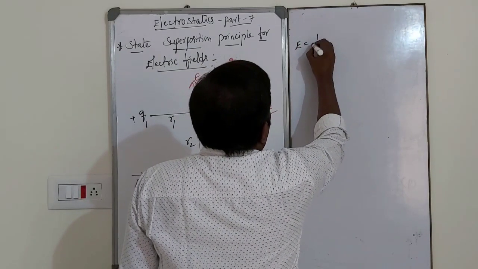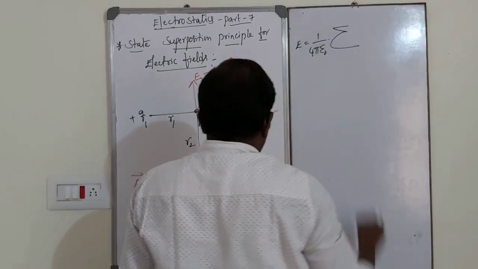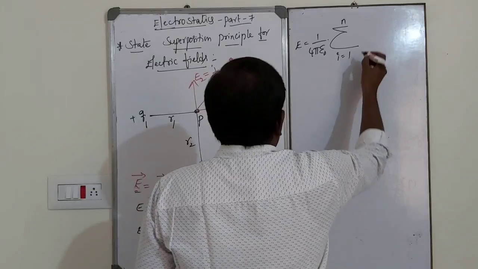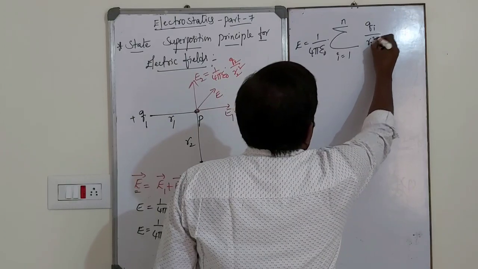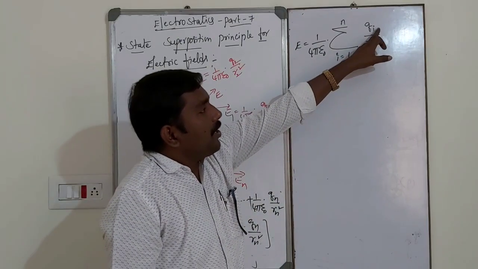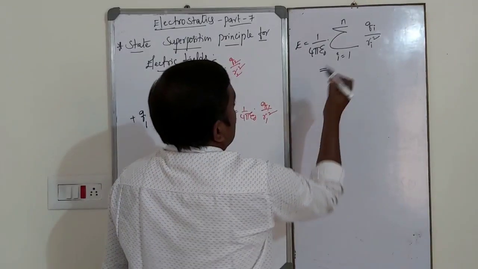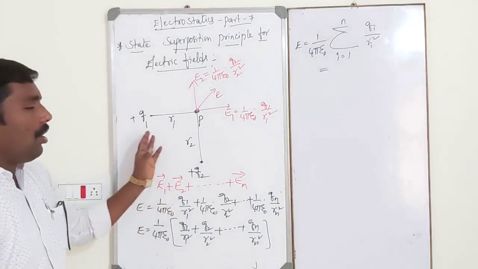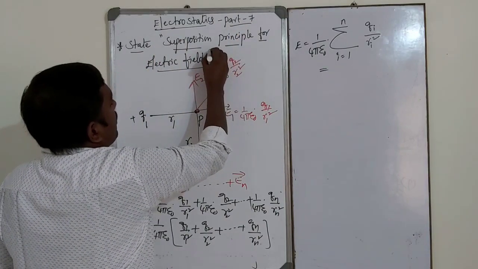Simply, E is equal to 1 over 4 pi epsilon naught, and I will take sigma, i is equal to 1 to n, Qi by Ri square. Sigma means summation, so the i value starts from 1 to n. Okay, students, this is the total electric field due to all charges. So, simply, the superposition principle for fields.